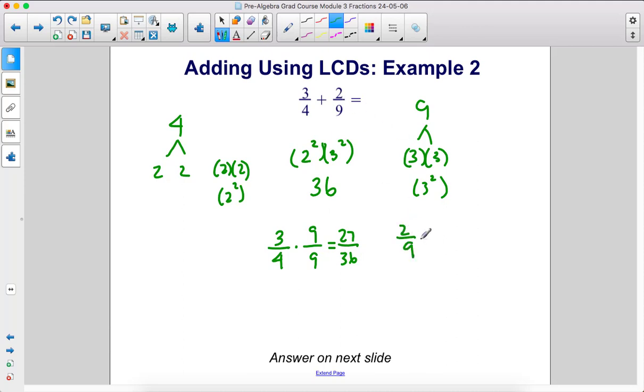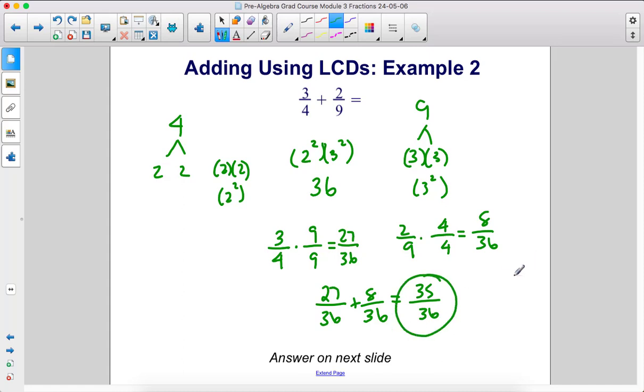2/9. But we want that denominator to be 36, which means we need to multiply top and bottom by 4. That gives us 8 over 36. Now we're going to add them together. 27 over 36 plus 8 over 36 is 35 over 36.